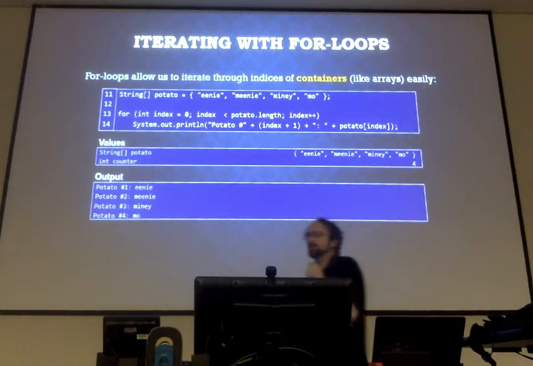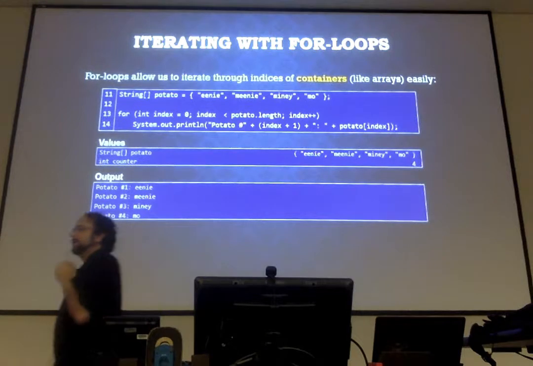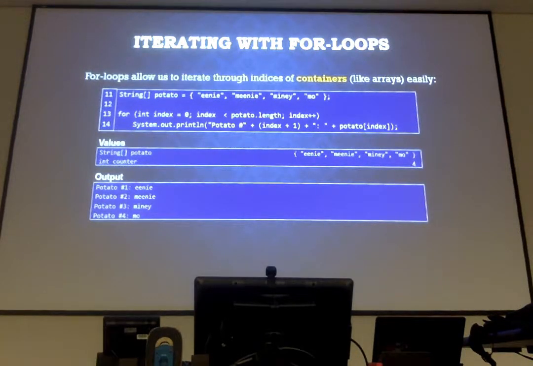So that's a for loop for going through an array. Yes? Wait, so if the integer index is set to 0 for the for loop, and then the loop continues for as long as the index is less than the potato length. You set the index to add 1, and then you say you want to call the potato index. But then after that, you add 1 to the index. Shouldn't that go from potato 1 to potato 3 then?